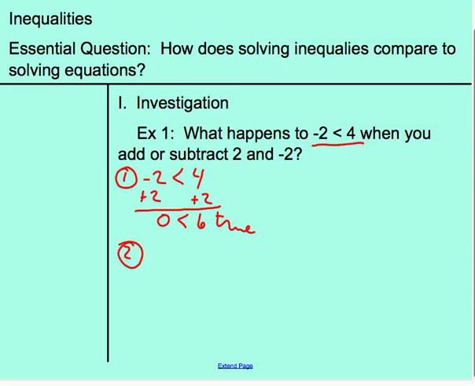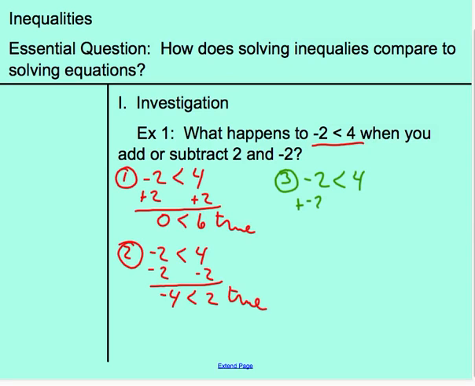Now we're going to subtract 2 from both sides of our inequality, and we get -4 is less than 2, which is still true. So what this shows is that adding or subtracting a positive amount to an inequality keeps it a true statement. Well, let's see if we get the same thing when we add or subtract a negative.